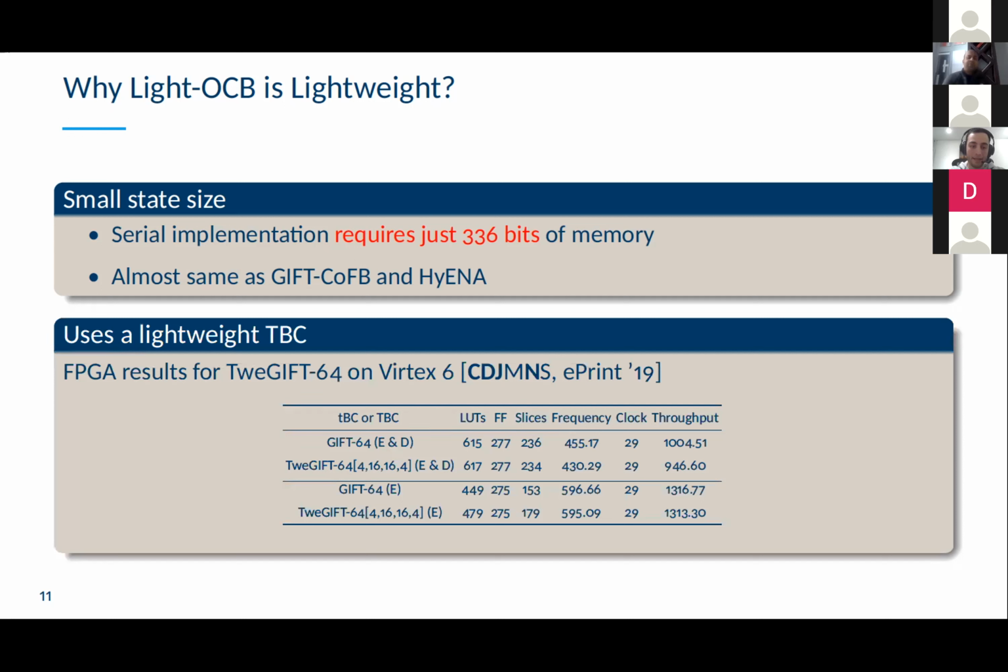We use a lightweight TBC, and this is the result from this paper. So we have directly adopted this result. And you can see that for the Tweak-GIFT-64 encryption and decryption circuit, both the encryption and decryption circuit and the encryption-only circuit do not differ much from the actual GIFT-64 block cipher. And the throughputs are also pretty close. So the overhead is not much higher.